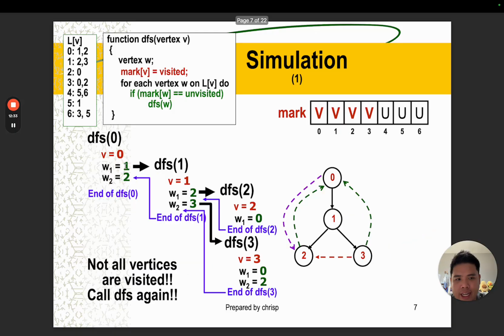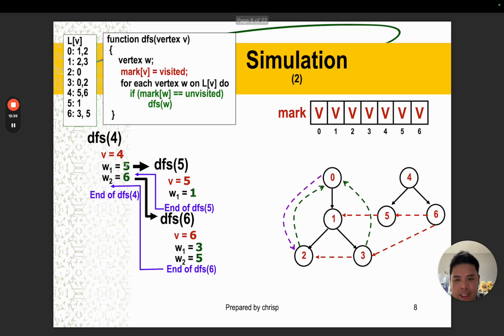Is 5 visited? 5 was not yet visited. So I'm calling DFS 5. I set V equal to 5 and I mark it as visited. So 5 became visited. What are the adjacent vertices on L at 5? L at index 5 is 1. The only adjacent vertex is 1. So W gets 1. I'm going to check, is mark at W, has 1 been visited? Yes, it has. So my DFS ended, and I go back here.